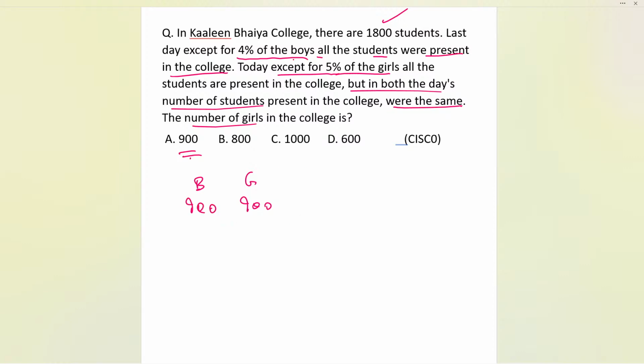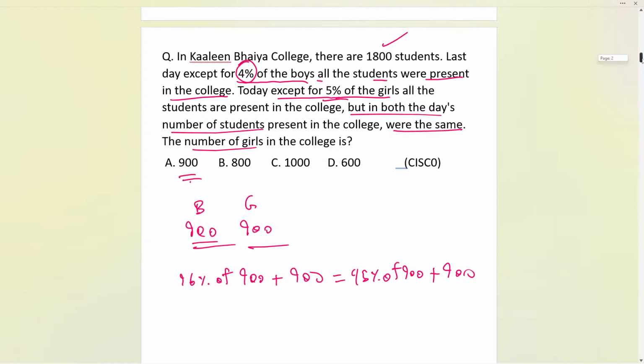Now we will use the condition except 4%. Except 4% means 96% of boys are present and the rest, all the girls, are also present over here. On the other side, we have 5% of the girls not present, so 95% of the girls are present, plus the boys are also there. That is the condition. Now if you try to solve it, what will it be?